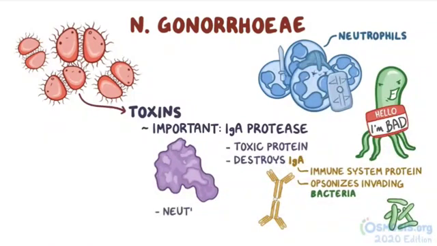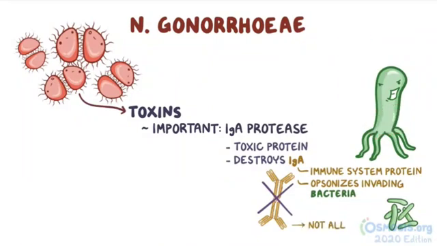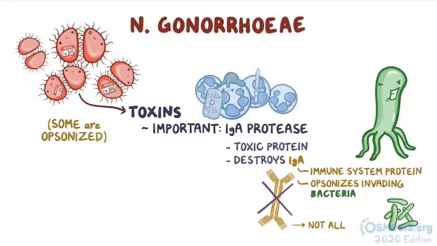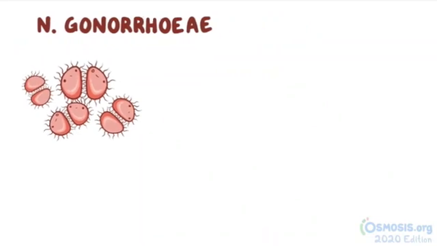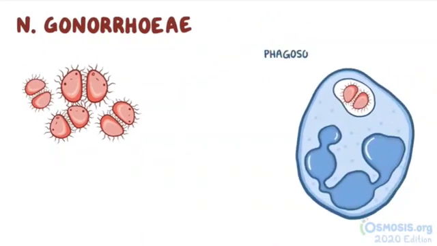IgA helps with bacteria opsonization, meaning it tags the bacteria so that neutrophils can recognize and destroy them. So IgA protease neutralizes the first line of mucosal defense. However, not all IgA molecules get neutralized. So some N. gonorrheae bacteria are still opsonized and end up getting attacked by neutrophils.